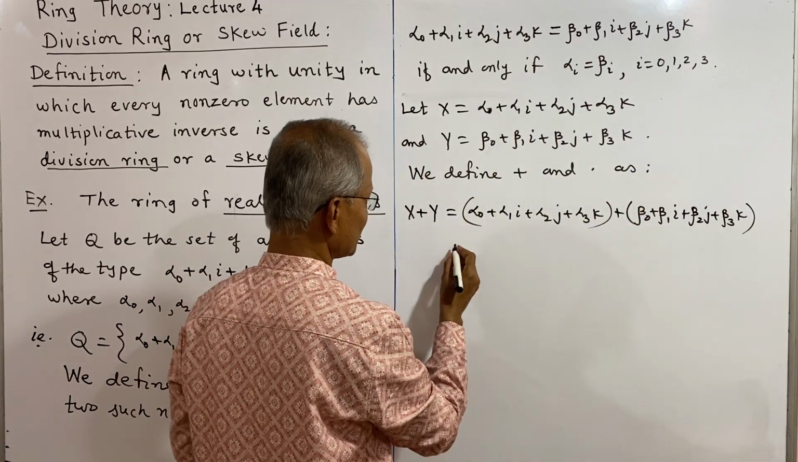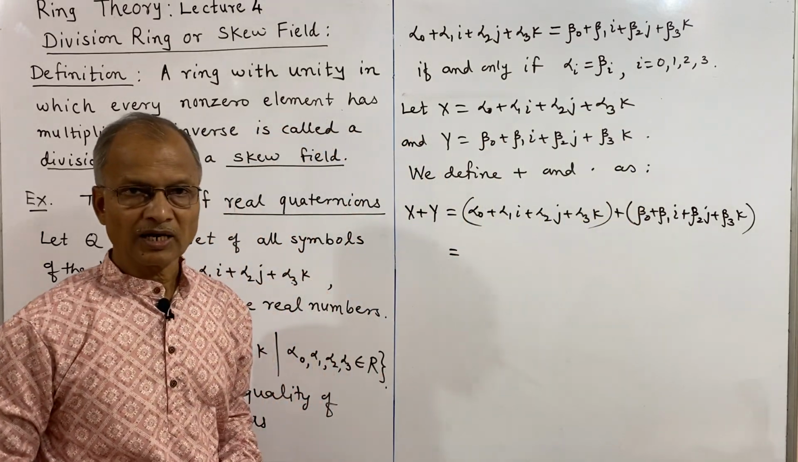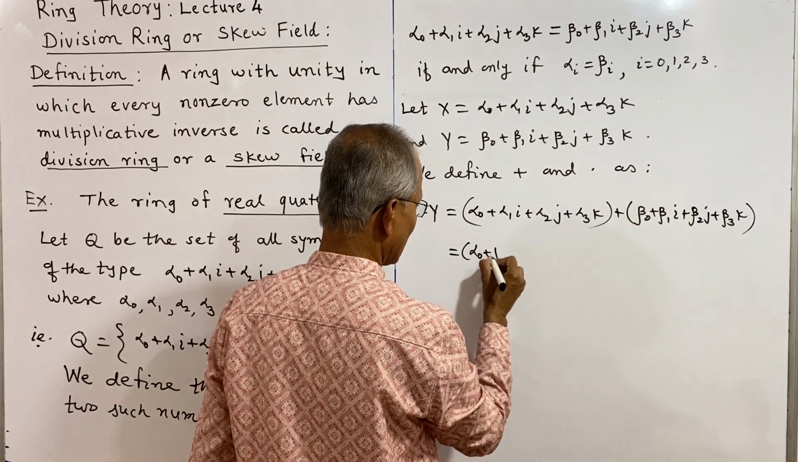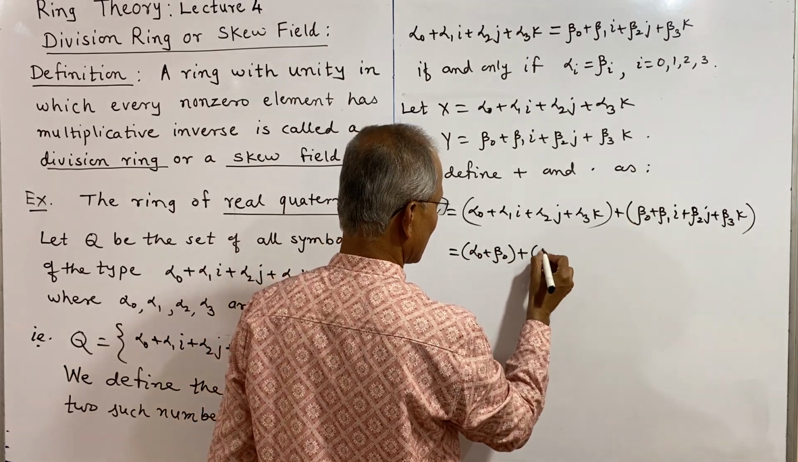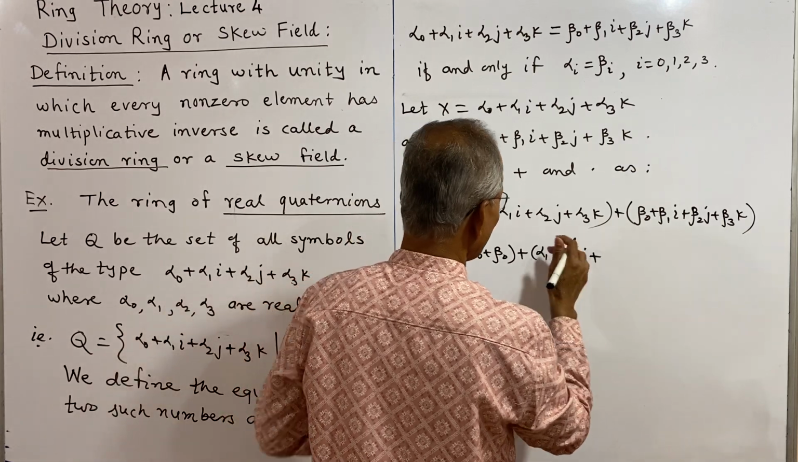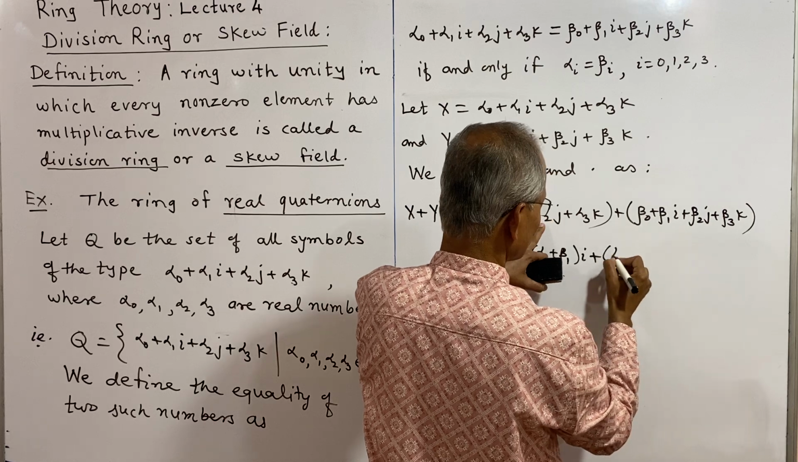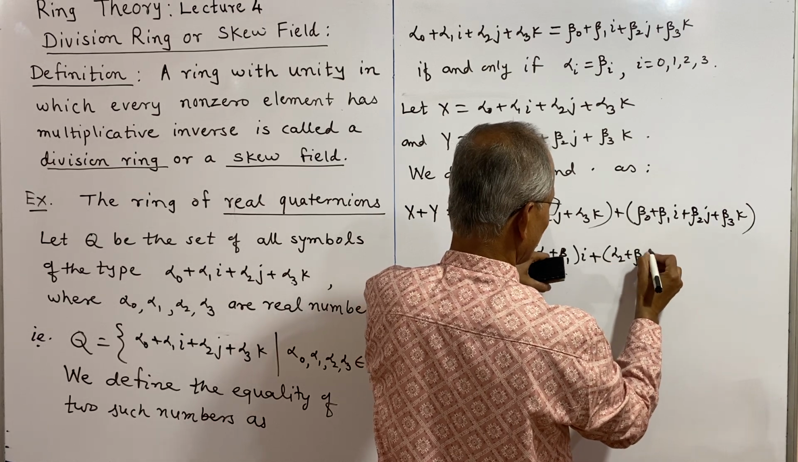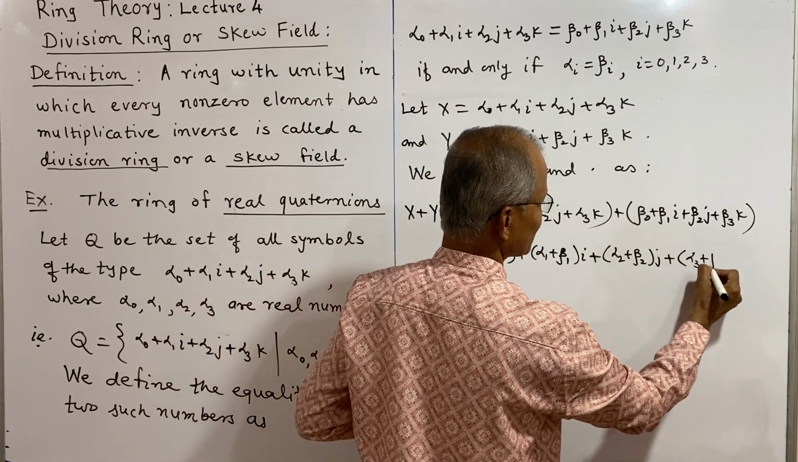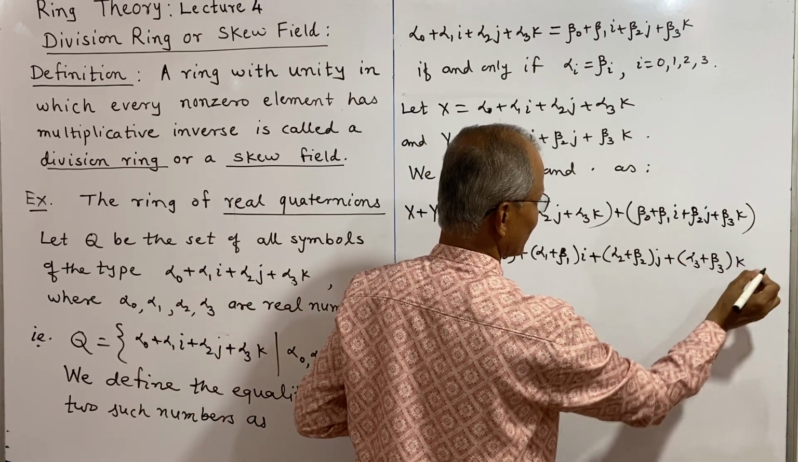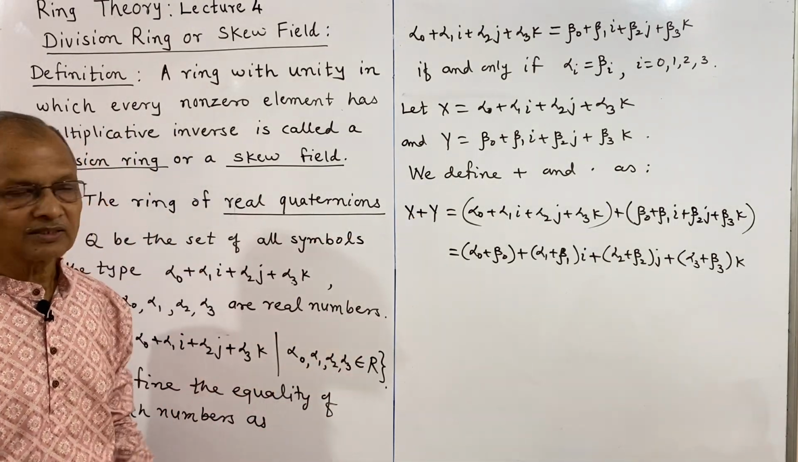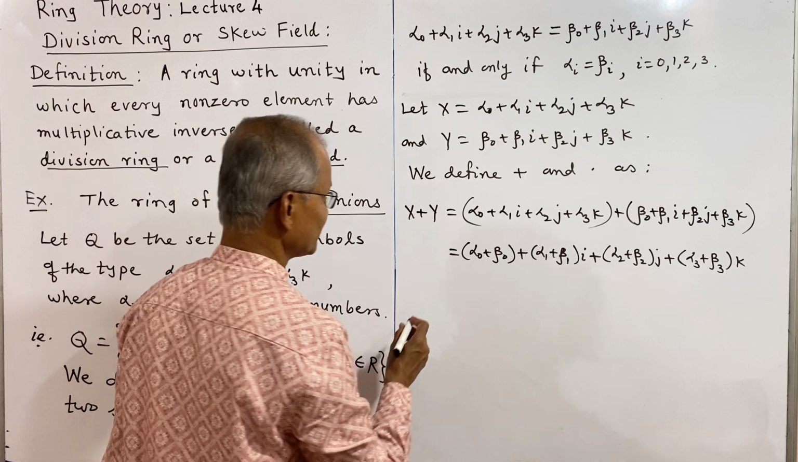The corresponding components are added, that is alpha naught plus beta naught, plus alpha 1 plus beta 1 into I, alpha 2 plus beta 2 into j, and plus alpha 3 plus beta 3 into k. This is the addition of these two numbers. That is simple. Component wise addition is done.